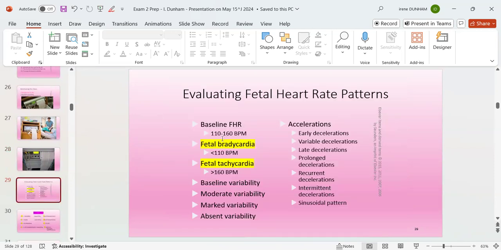So when you have a low fetal heart rate below 110, what's that called? Bradycardia. Yeah. Bradycardia. When it's greater than 160, what's that called? Tachycardia. Right. Accelerations are A-OK. All right. So what causes early decelerations?